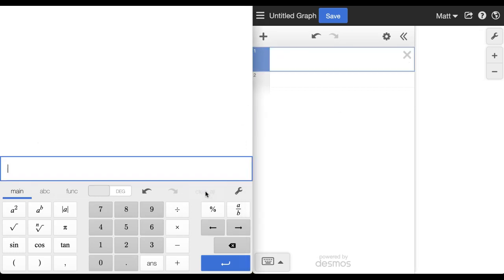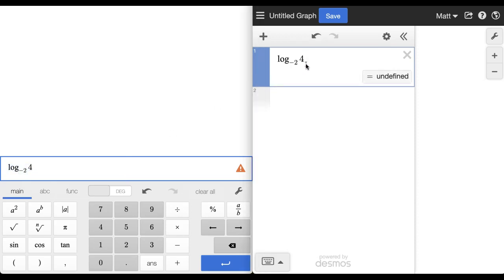Number 28 is log base negative 2 of 4. So I'm going to go straight to the answer. You can't have a negative number in the base of a log. So that's already an undefined number. Okay, so whenever you have a negative number in your log base, it's automatically undefined.